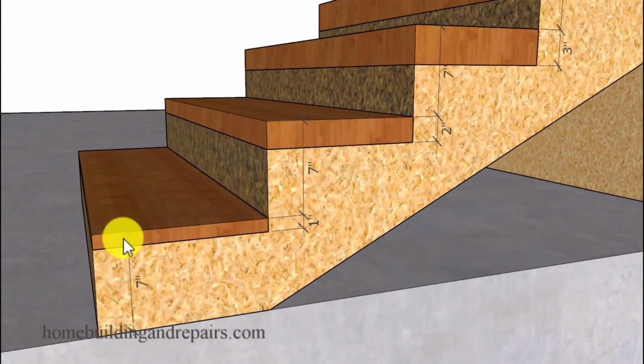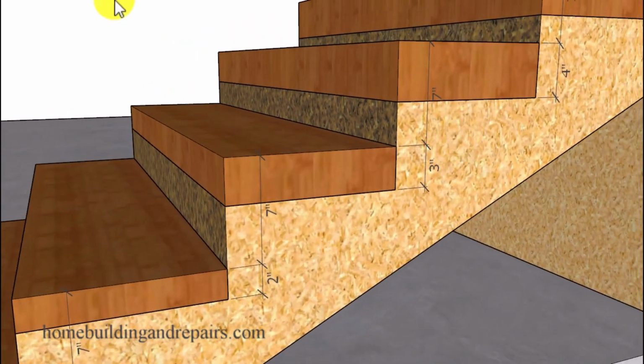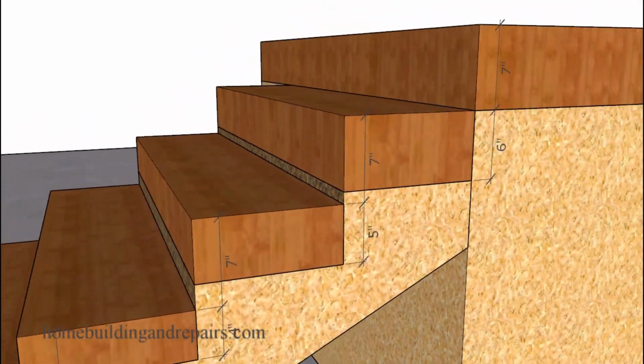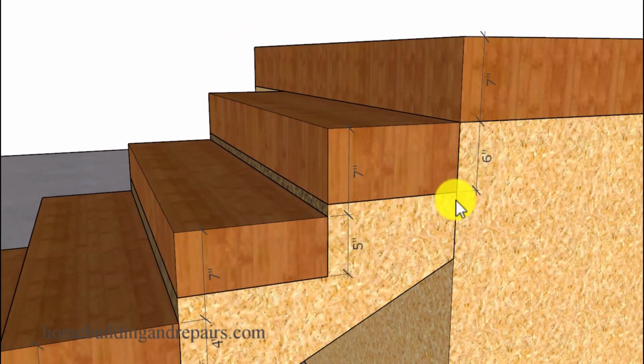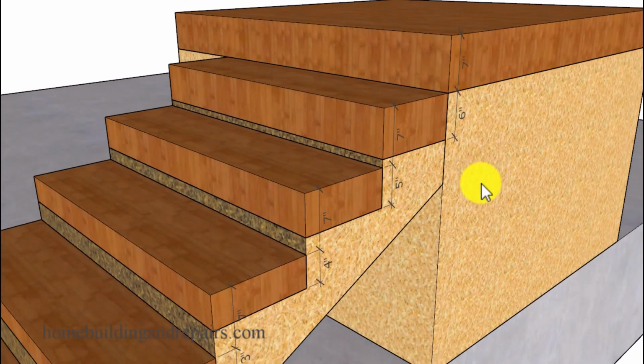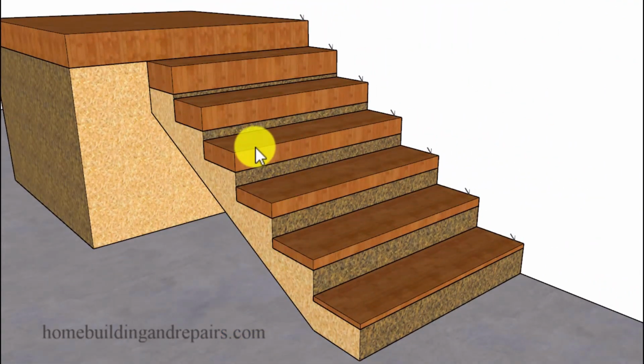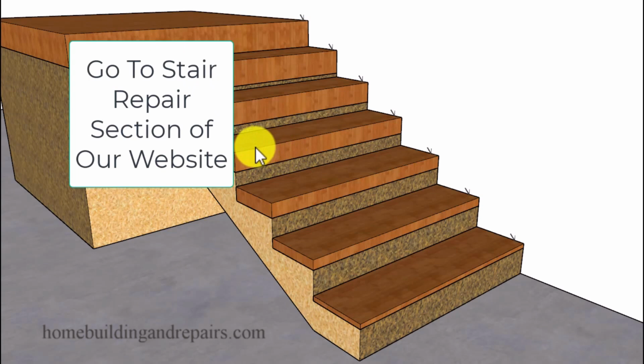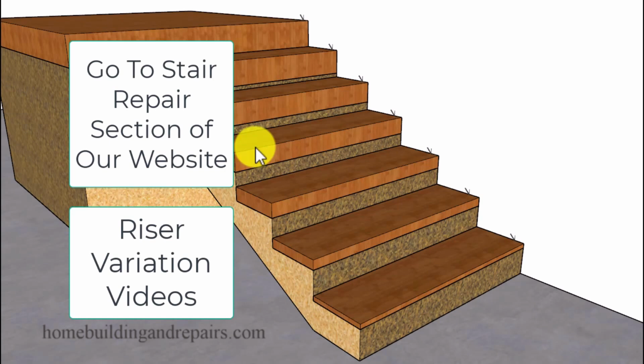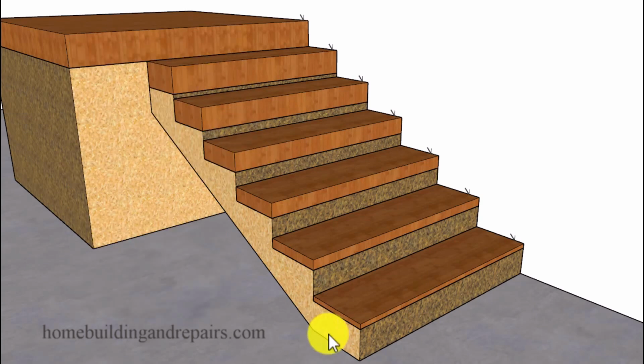So 1 inch at the bottom, 2 inches on the next one, 3 inches on the one after that, and then 4 inches, and then of course 5 inches and 6 inches. And in this video, I'm not going to go over how you're going to add the materials, because I have plenty of videos on that. Check out our riser variation videos. And don't forget that you can always remove the existing stairway and replace it with another stairway if adding materials like this won't work for your project.